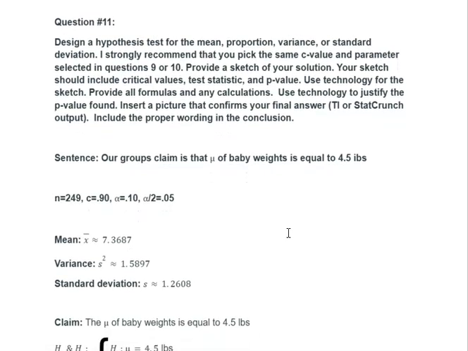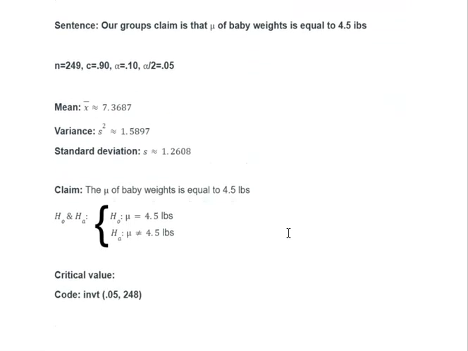Question 11 asks us to design a hypothesis test for the mean, proportion, variance, or the standard deviation. So we decided to run a hypothesis test for our mean. Sorry, guys. Our claim states that the mean of baby weights is 4.5 pounds. Our null hypothesis was mu equals 4.5 pounds, and our alternative hypothesis was mu is not equal to 4.5 pounds.